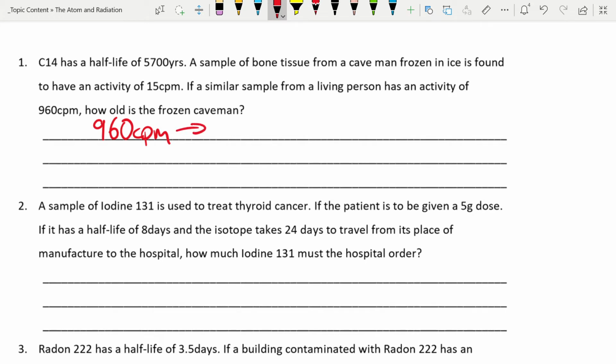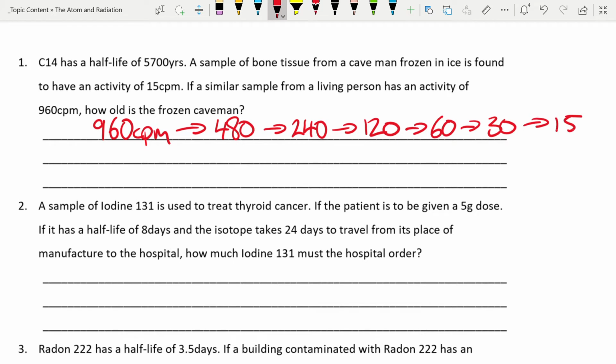let's just do our maths. After one half-life, that value is going to half down to 480 counts per minute. After another half-life, that's going to go down to 240. After another half-life, which is halving, divided by 2 each time here, that's going to go down to 120. After another half-life, that's going to go down to 60, then to 30, then to 15, as in the question. Now, the number of half-lives that takes is 1, 2, 3, 4, 5, 6.